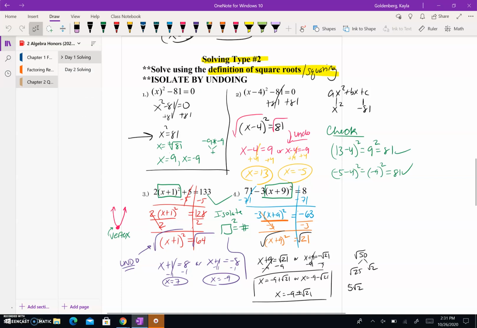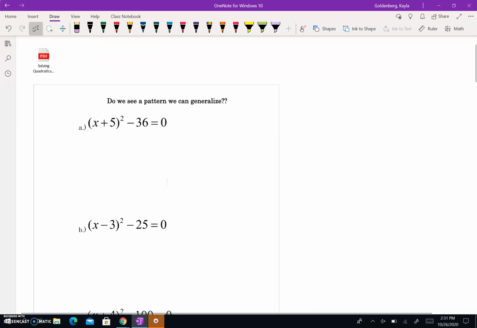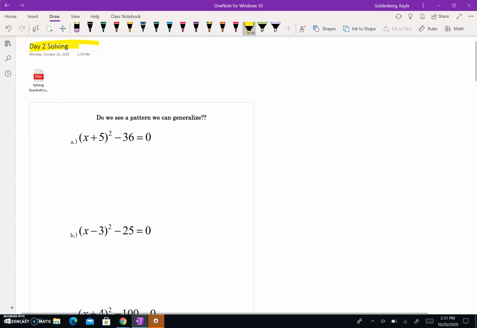In our second day, we're going to think about the square root idea, and we're going to expand on it. So that's all I want to tell you so far: we're expanding on the square root idea. You can just call this in your notes day 2 of solving. We're still in chapter 2.